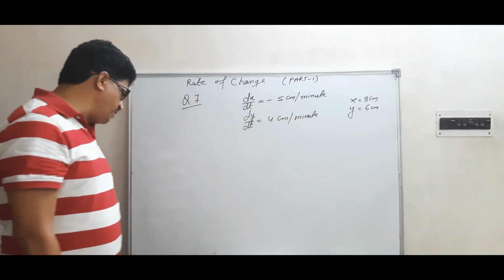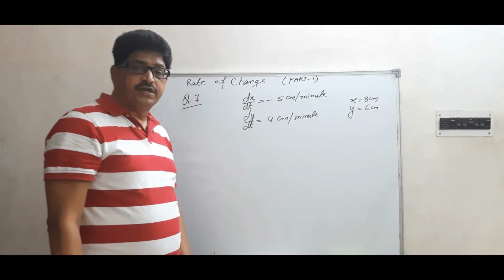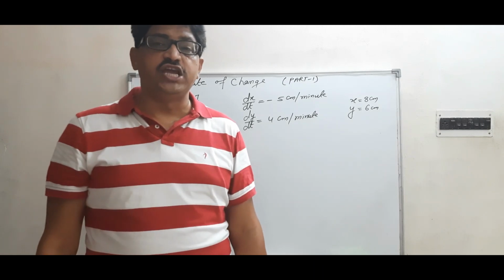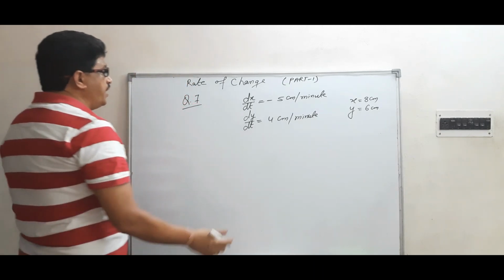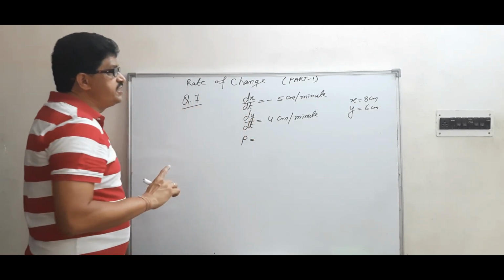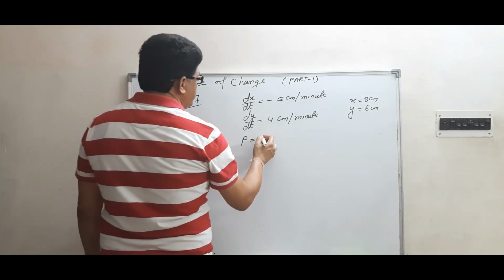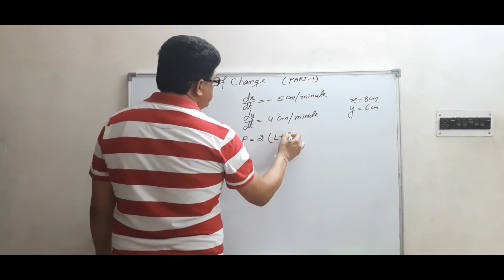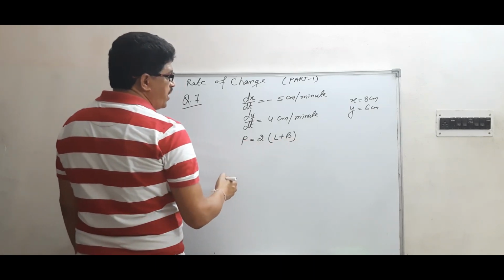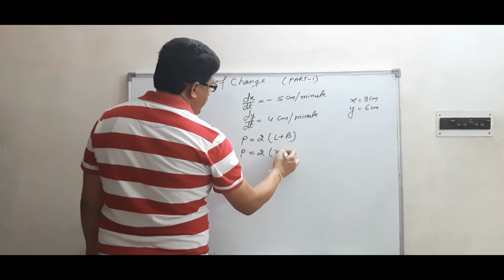Find the rate of change of the perimeter and the rate of change of area of the rectangle. We have to find the change in perimeter and the change in area. We know that the perimeter of a rectangle, where length is x and breadth is y, is 2 times length plus breadth. So P is equal to 2(x plus y).